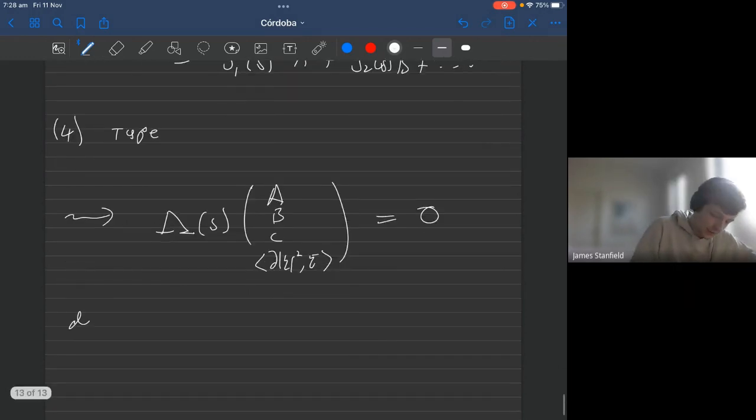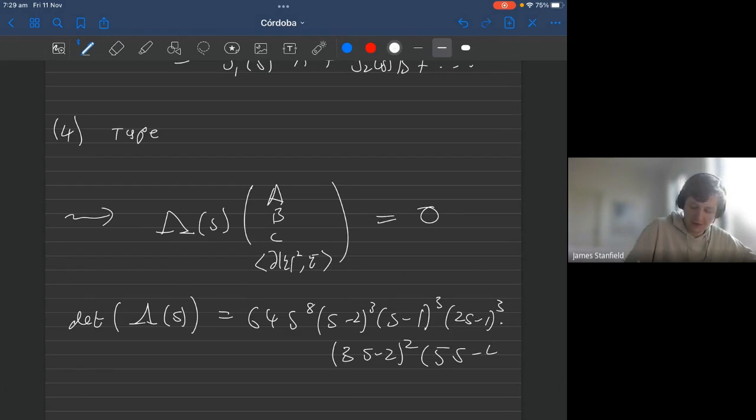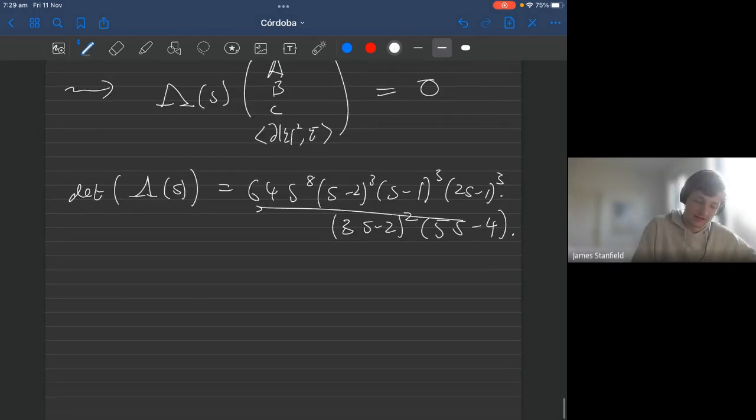And then it turns out the determinant of this, which took some months to get right, is 64 s to the 8th, (s minus 2) cubed, (s minus 1) cubed, (2s minus 1) cubed times (3s minus 2) squared times (5s minus 4), which looks horrible, but the fact that it even factors like this is a miracle. Okay, I find this amazing that it comes down like this, mainly because it took so long to get the computations right to have something that nice.